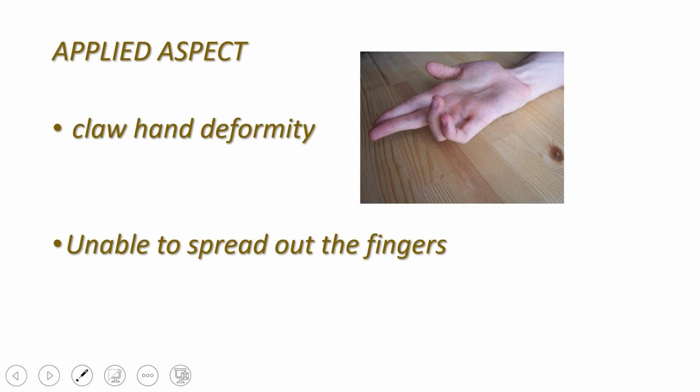So the paralysis or the injury of the ulnar nerve leads to the paralysis of all the muscles supplied by the ulnar nerve. So there is wasting of the hypothenar eminence, and we can also make out the paralysis of the adductor pollicis. There is something called claw hand deformity, which is a condition seen as a result of injury to the ulnar nerve.